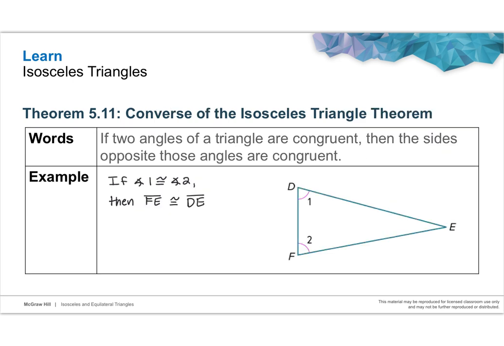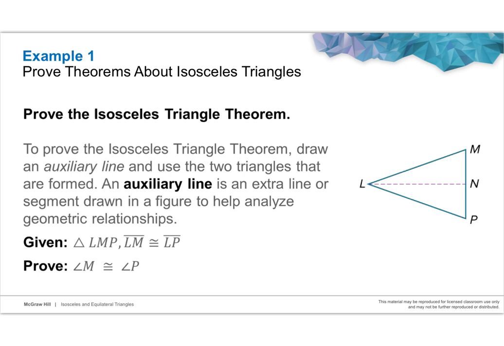And then we also have theorem 5.11, which is the converse of the isosceles triangle theorem. As we know, the converse reverses the direction of the logic. So before, we knew the sides were congruent and that led us to the angles being congruent. Here we're starting with knowledge only about the angles being congruent, and then that leads to the sides being congruent. So let's see how we're going to use this. Before we use the theorem, though, let's prove it.